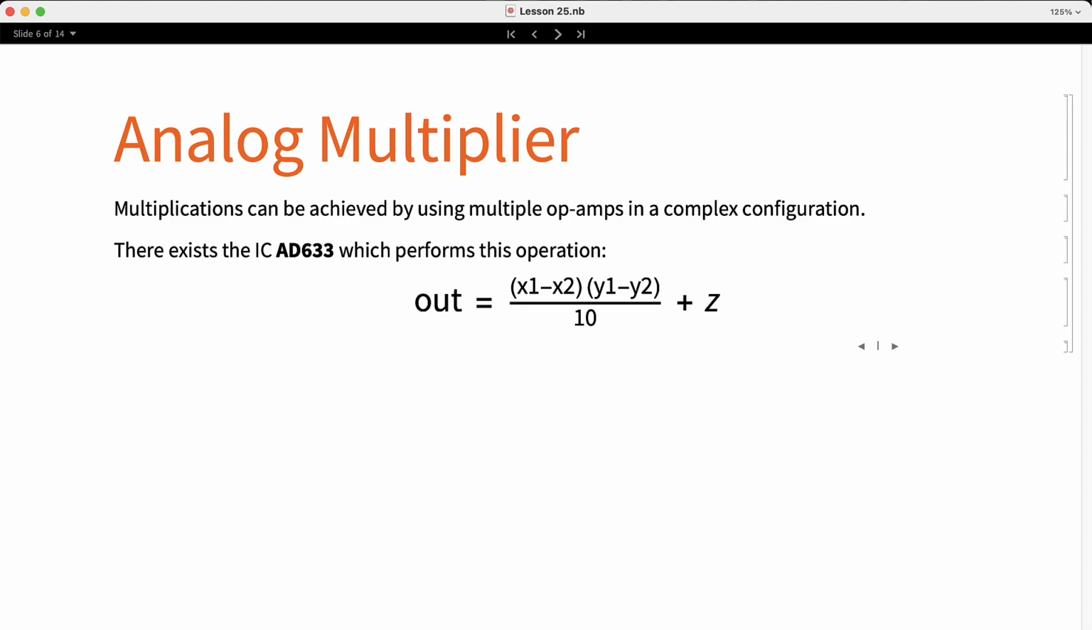But as we learned before, op-amps cannot output more voltage than their power supply. For that reason, the result is divided by 10, so it is scaled to a voltage that is within the range of the output. When designing circuits around this IC, we have to consider that.